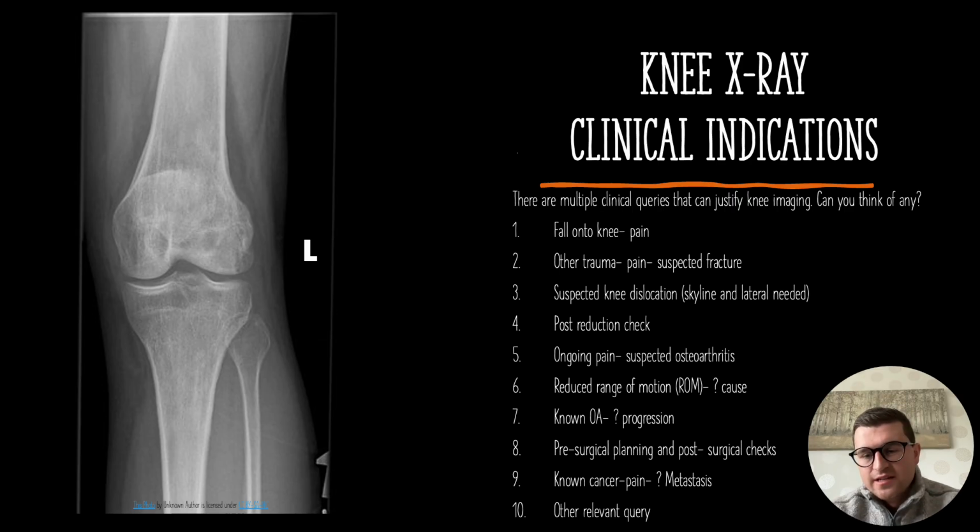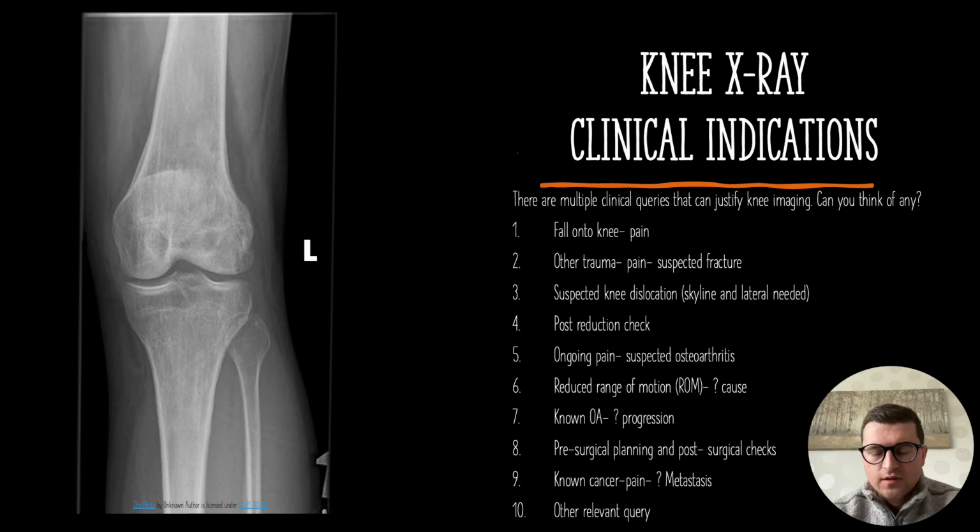But 1 to 9 we have: fall onto knee, ongoing pain, other trauma, query suspected fracture, which is a very common referral, and suspected knee dislocation. However, it's important to note that you're likely going to require a skyline and a lateral as well as this. Then post reduction check, so this is if someone's patella has been dislocated and they want to check the overall position of it after relocation.